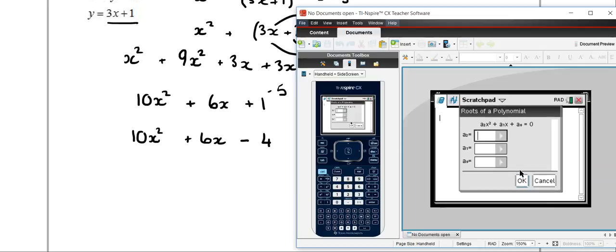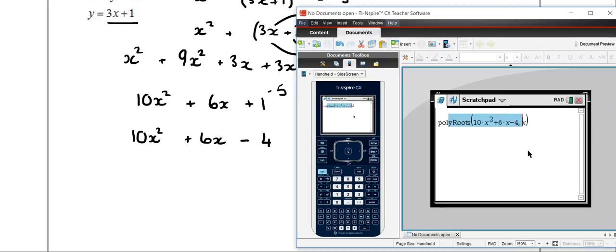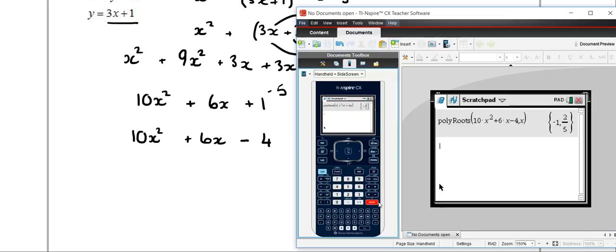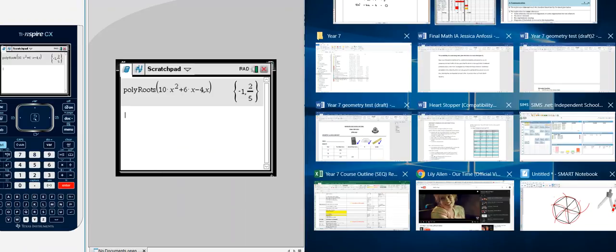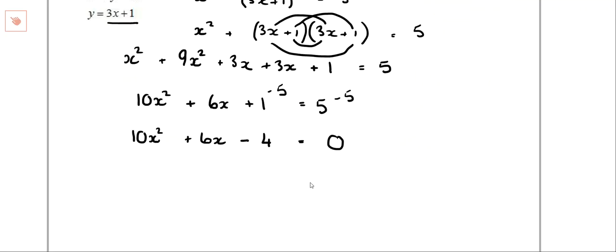Clicking OK. Right. A would be 10. B would be 6. And the third one would be -4. So I'm going to use the correct button, -4. Click OK, and hopefully Enter, and I get my answers. Now, okay, so I've got -1 and what do we have?